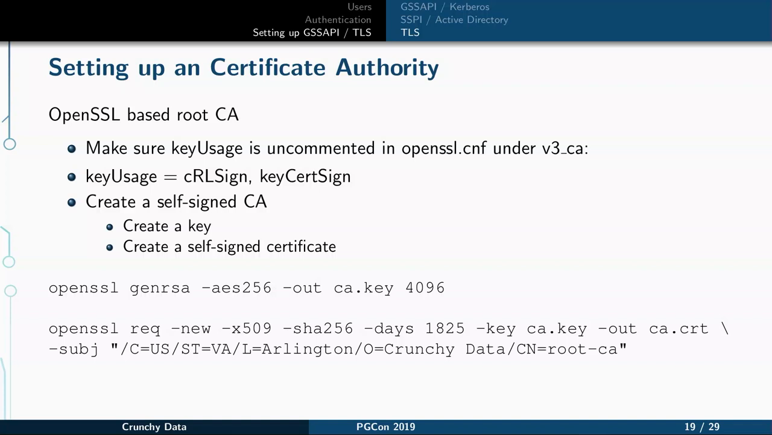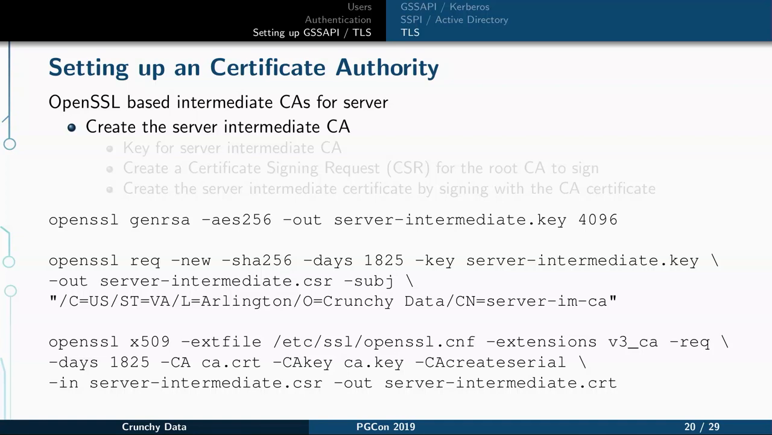So CA.key is my root CA's key. And here I've got this new request, x509, and so on. This is the number of days it's going to be valid. I'm going to specify using that key, and I'm going to create this CA.cert. And this is my subject line. The subject lines are actually reasonably well defined, kind of standard. You have country, state, location, organization, and the common name. The common name is particularly important.